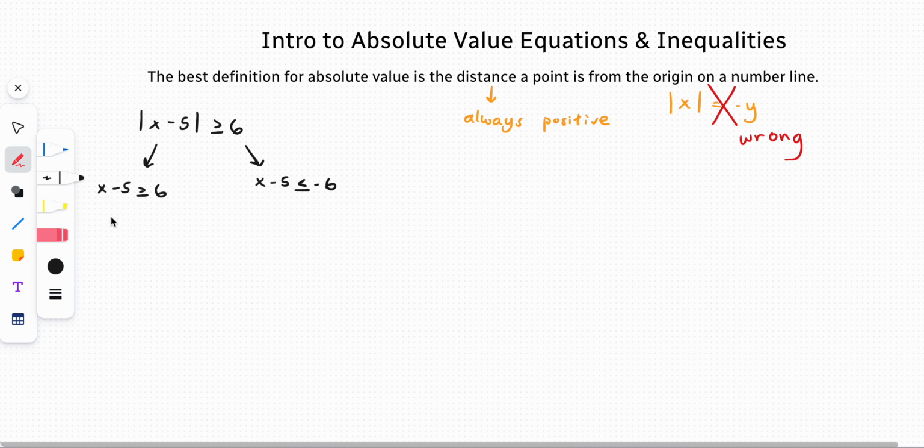So we're going to isolate our x. We're going to add 5 to both sides, so x is greater than or equal to 11. And we are going to add 5 to both sides, so x is less than or equal to negative 1.